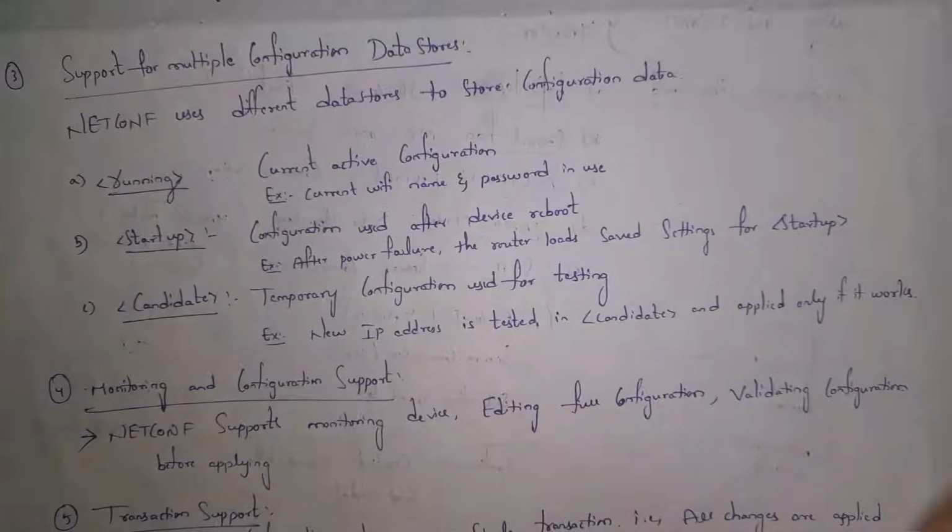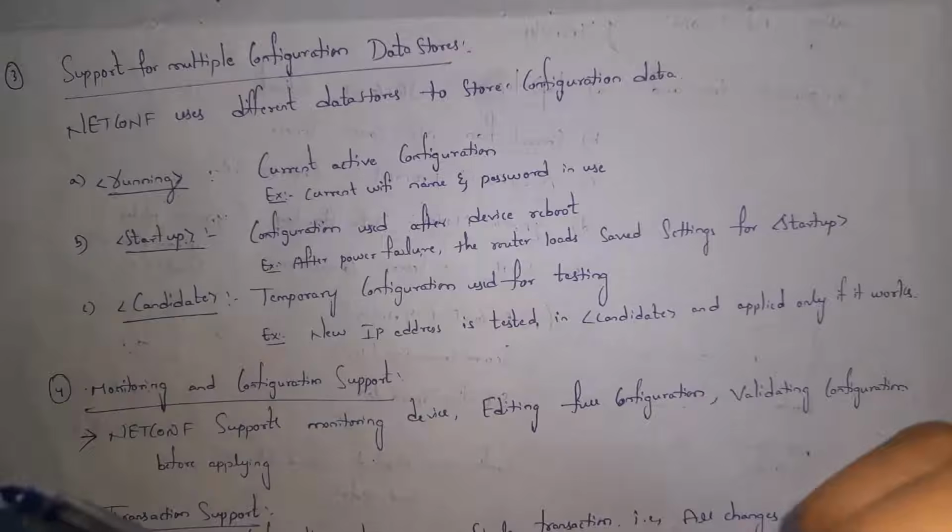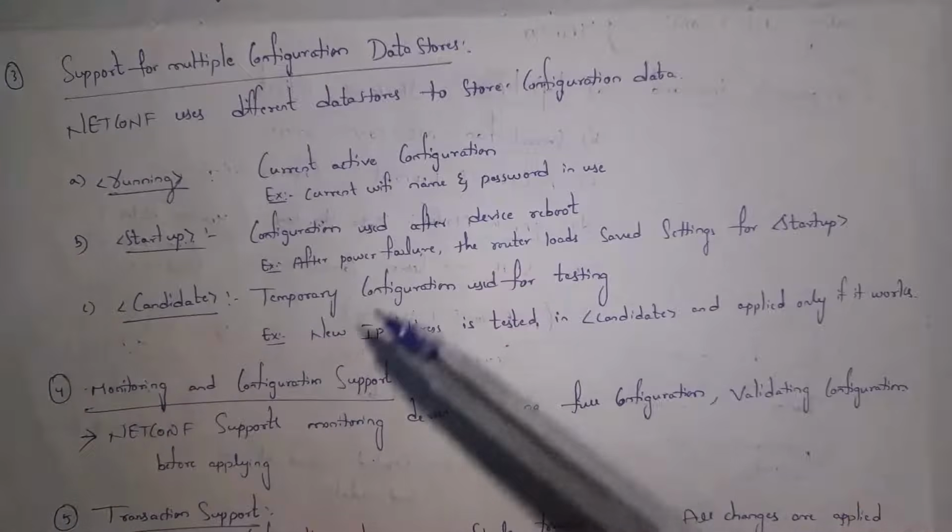We call this saved settings as startup data. Guys, before applying actual configuration, at first we will do dummy configuration. That is nothing but we'll test configuration. We call this temporary configuration as candidate. Like that, network configuration protocol will store different kinds of configuration data in different places.